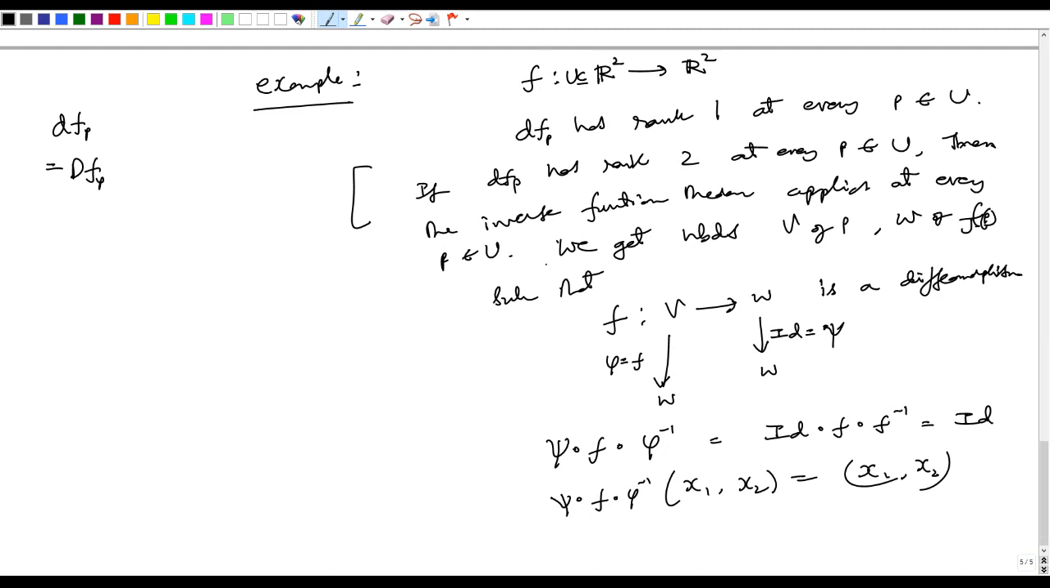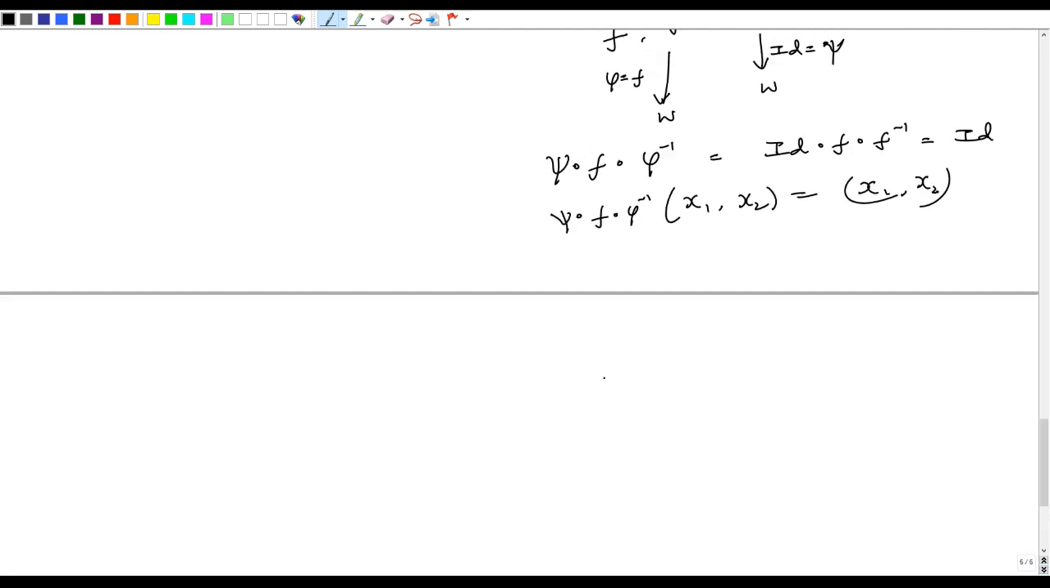Now, the other trivial case is the rank is 0 at every point. We know what that means. If rank DFP equal to 0 for all P in U, then that means that the derivative itself is 0. So f is a constant. This was also an assignment question.